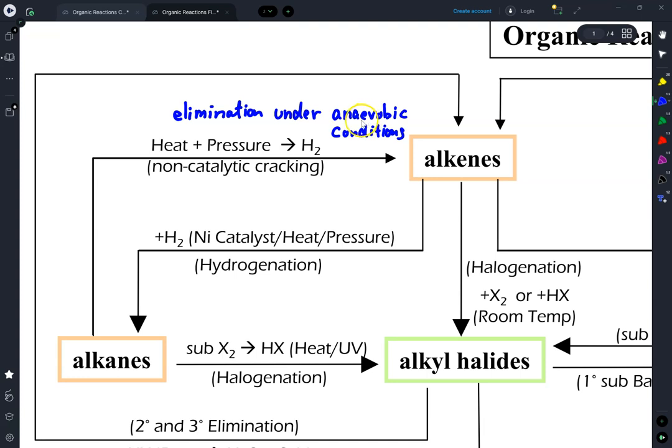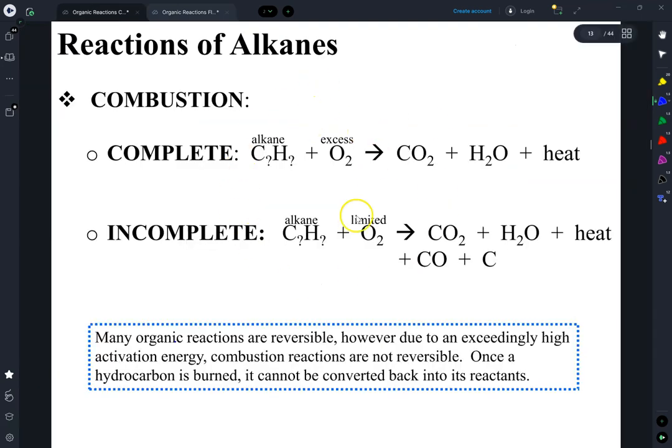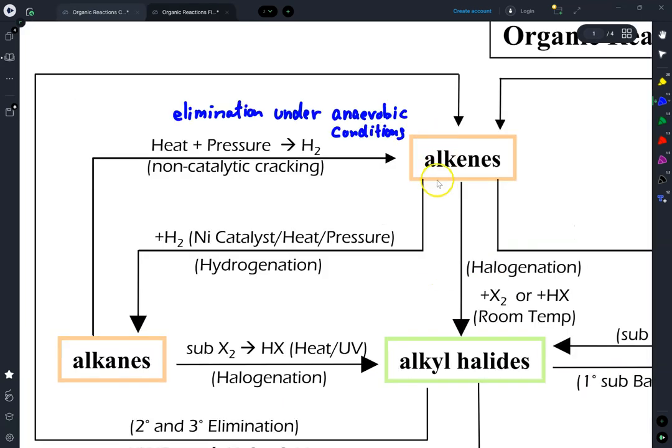Anaerobic means no oxygen present, because if you take an alkane and add heat with oxygen present, you'll end up with a combustion reaction, producing CO2, H2O, carbon monoxide, and carbon, instead of the alkene you were hoping to create.